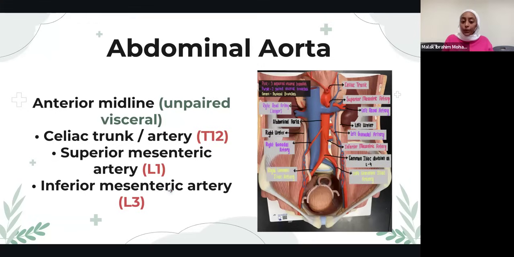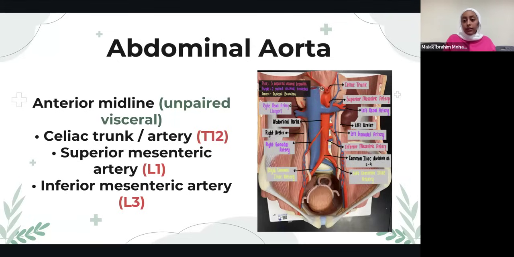It's very, very important to know the level of the vertebra because this is guaranteed a question that they're going to ask you. You can see here, this is the celiac trunk. It's at level T12. And then this is the superior mesenteric artery. It's at the level of L1. And here lastly, the inferior mesenteric artery, at the level of L3.